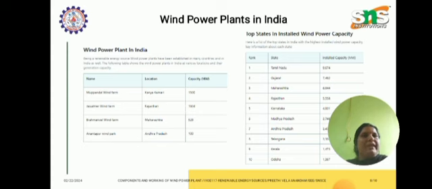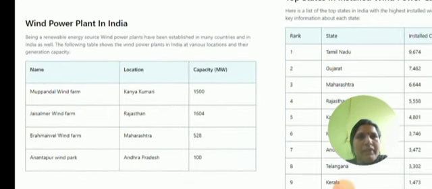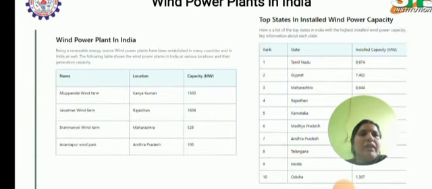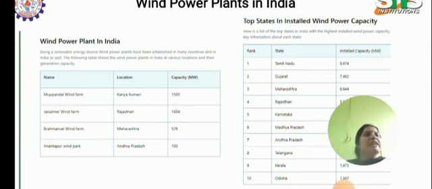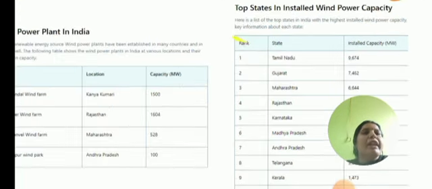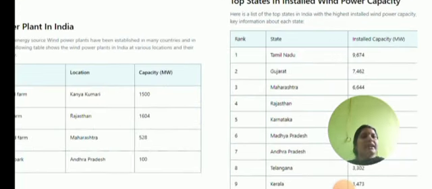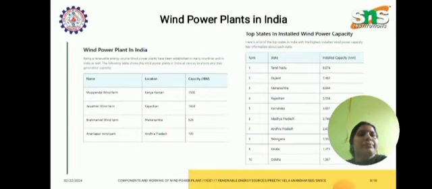These are the various wind power plants in India. Muppandal Wind Farm and Anandpur Wind Park, and the top states with installed wind power capacity are Tamil Nadu, Gujarat, Maharashtra, Rajasthan, Karnataka, Madhya Pradesh, Andhra Pradesh, Telangana, and Kerala, and the installed capacity is given in this slide.